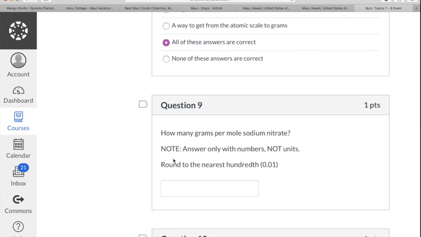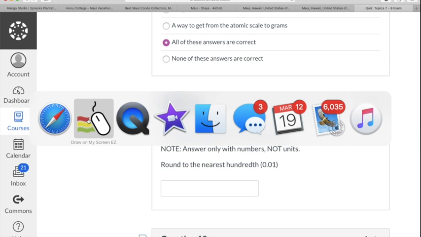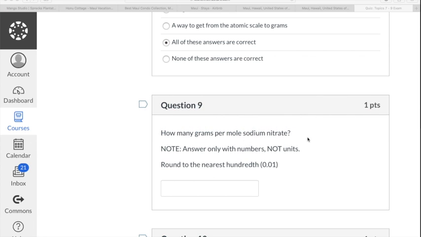Number 9. How many grams per mole of sodium nitrate? So we'll grab out our periodic table. So really quickly, let's write down sodium nitrate. Sodium Na, nitrate, it's going to be an NO3 minus. And sodium's a single plus, and nitrate's a single minus. I'll write that in for the fun of it. You don't have to. Actually, you're not supposed to, but I'll just show that those charges balance out.